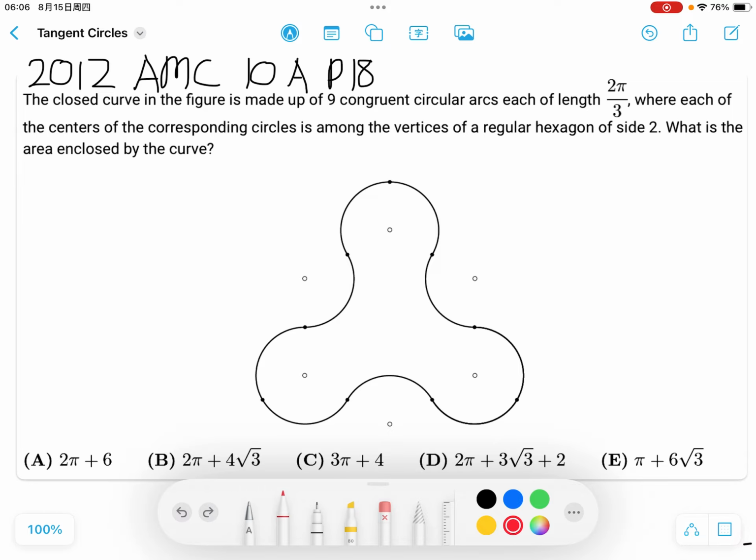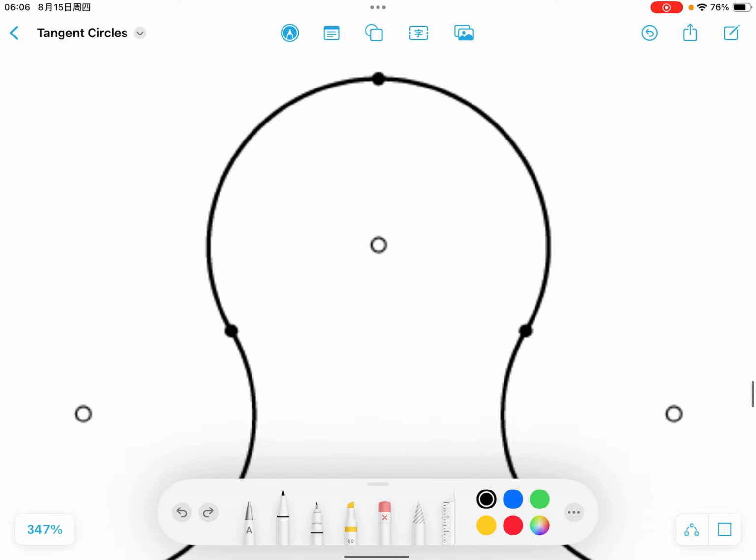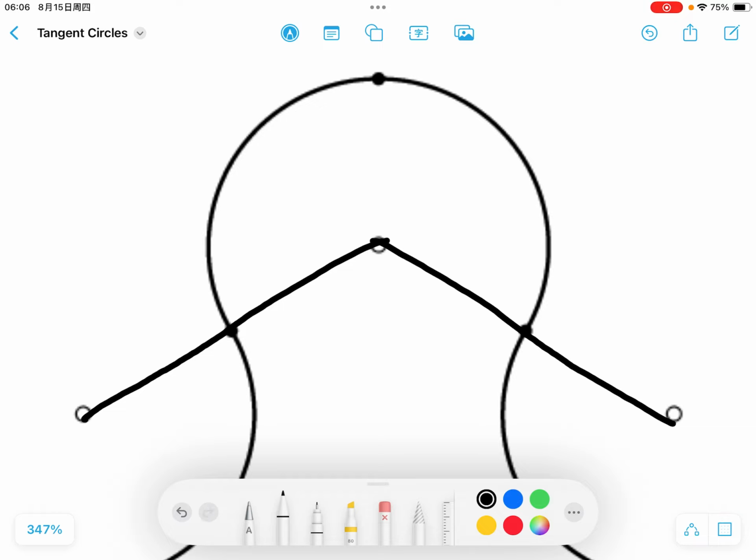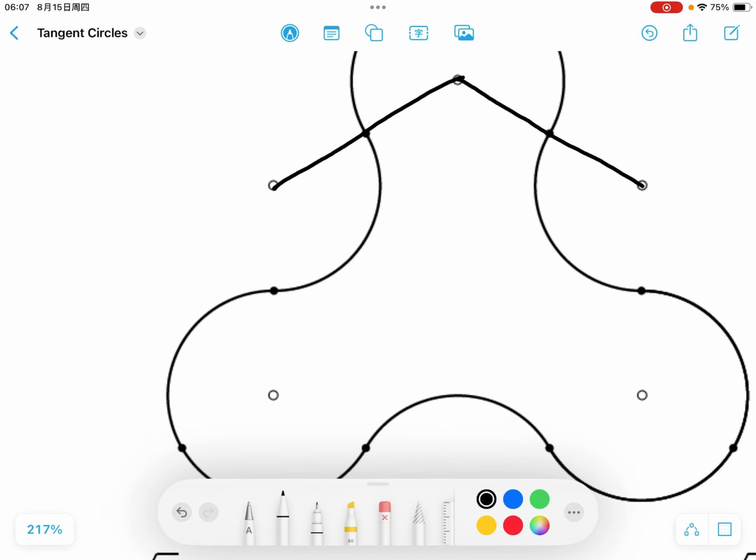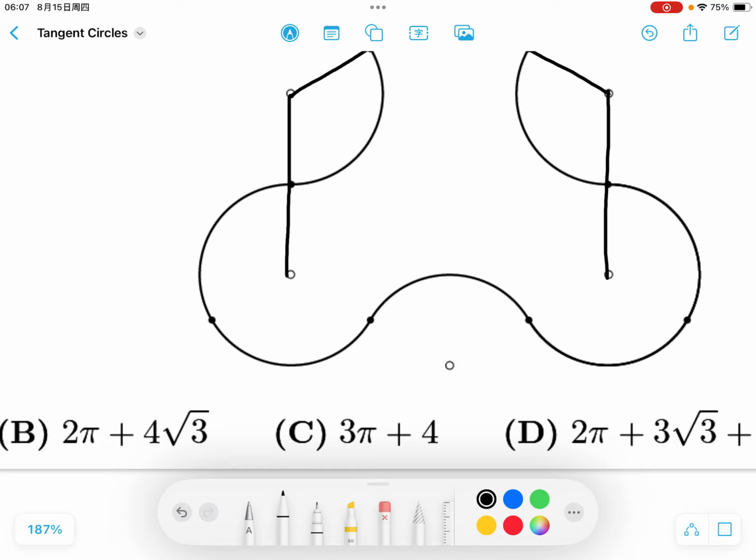Let's draw the hexagon. Basically, it means if you connect the centers of the circles of the arcs, you get the hexagon with side length 2. We just connect the side length. I'm zooming in so the sides are straighter. So like that, right? So we connect the centers of the arcs presented.